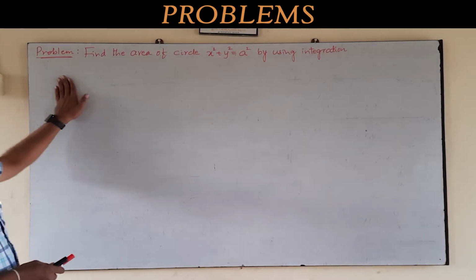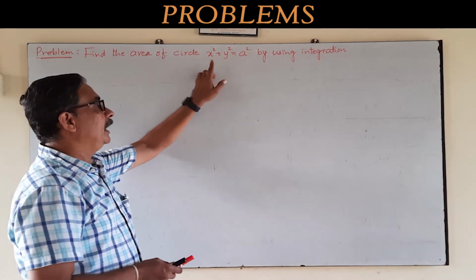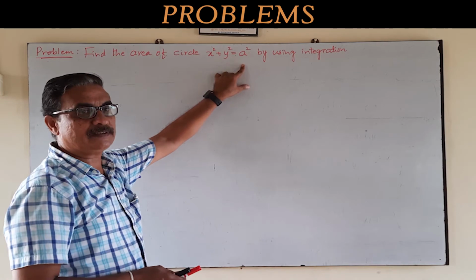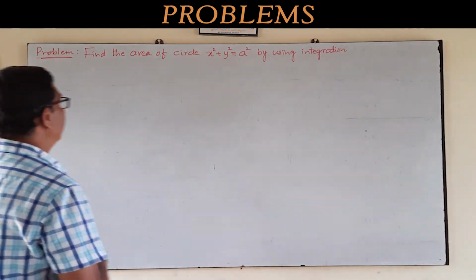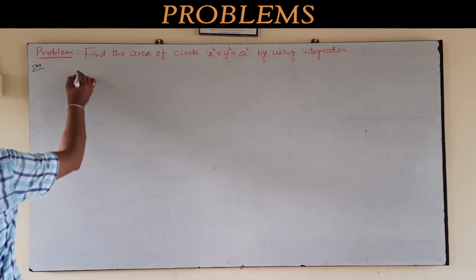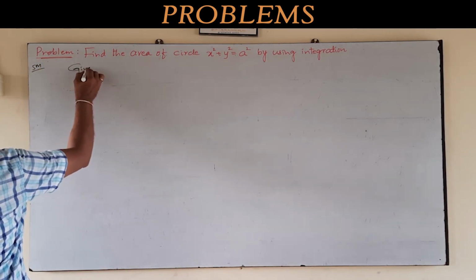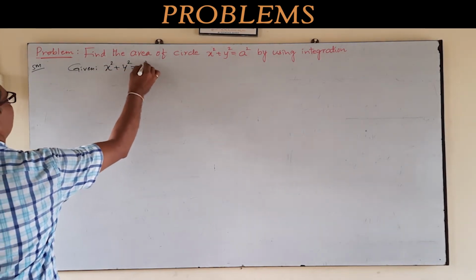Yes. Next problem. Find the area of the circle x square plus y square is equal to a square by using integration. Again a 5-mark question, most important sum. Now here given x square plus y square is equal to a square.